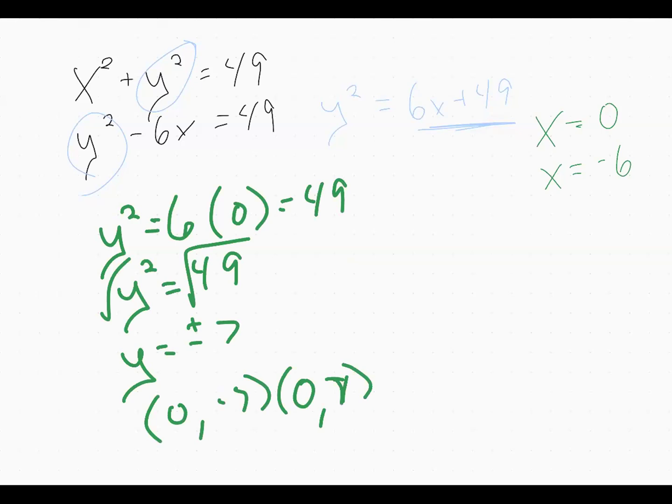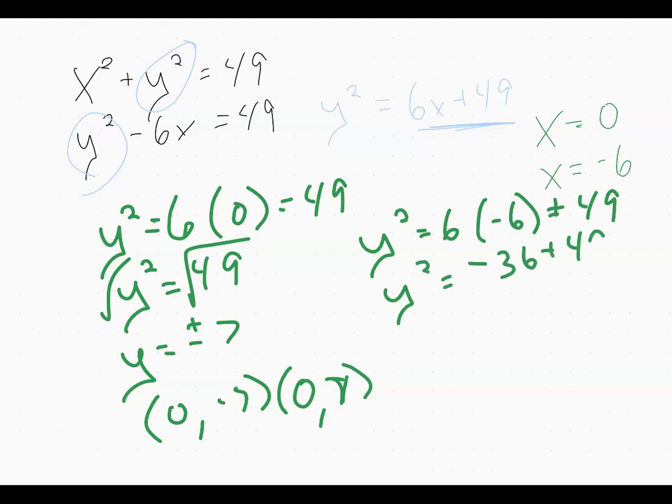y squared equals 6 times -6 plus 49. So y squared equals -36 plus 49, and y squared equals 13. Square root both sides, and that's when we got that funky decimal. What was it? Plus or minus 6.33? I forget. I don't have a calculator out, so I'm assuming one of you has a calculator. What's the square root of 13?